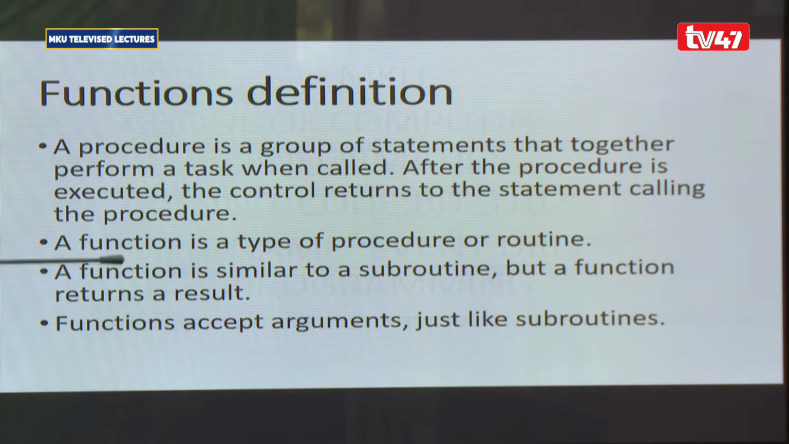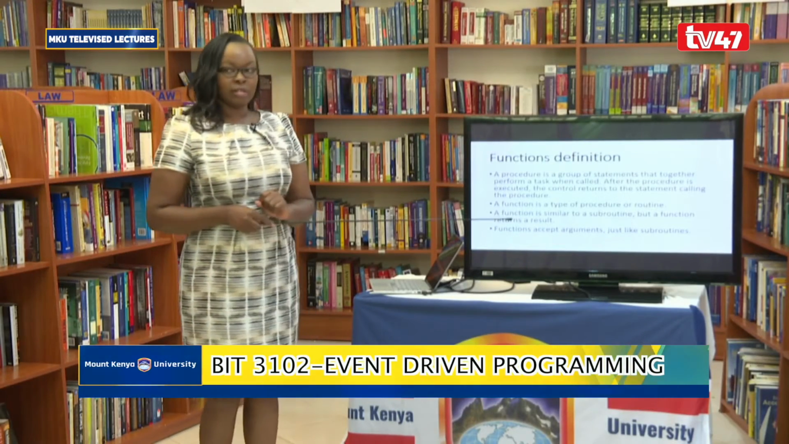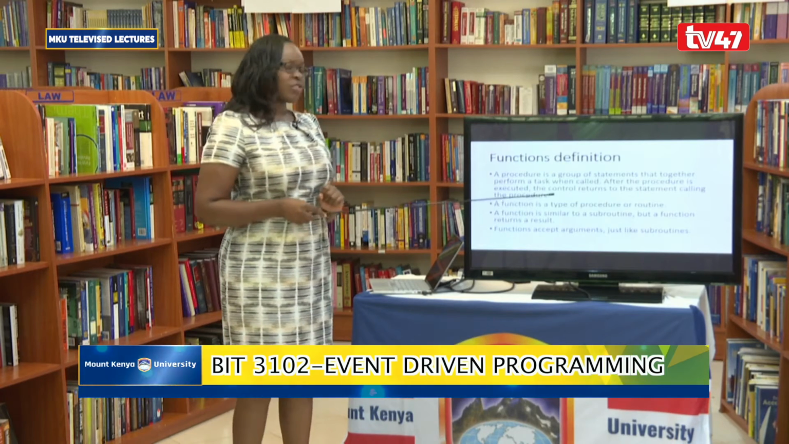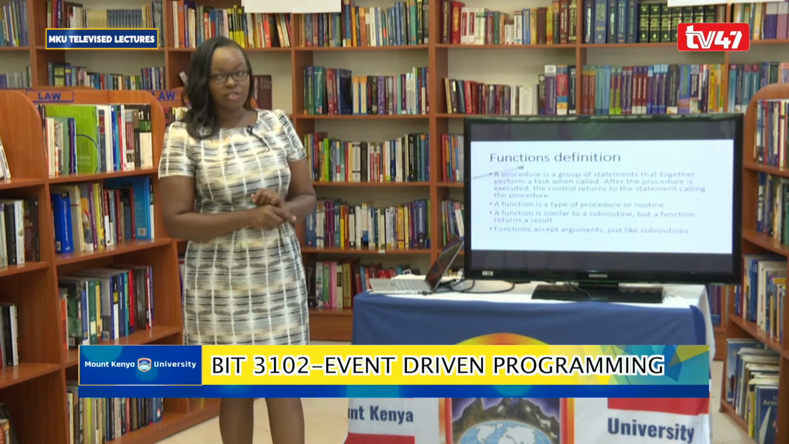For us to understand what a function is, we have to first go back to defining a procedure. A procedure is a group of statements that together perform a task when called. We have talked about calling of functions. After the procedure is executed, the control returns to the statement calling the procedure. So a function is basically a type of procedure or routine. In our previous lessons, we learned about procedures and the various types. A function is also similar to a subroutine, but a function returns a result.